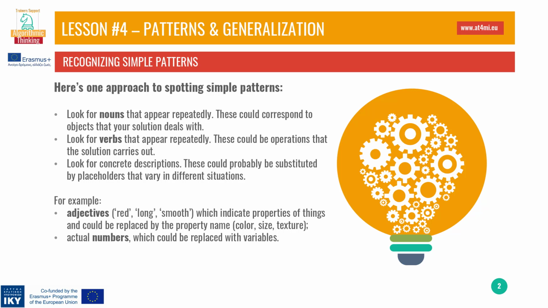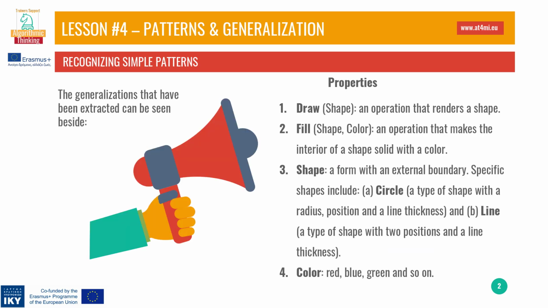The word filled, being derived from a verb, actually suggests another operation which we could formalize: filling a shape with a color. Such an operation would then have two parameters. All the numbers match up with object properties. In other words, these properties, position, radius, thickness, have values that can vary. The generalizations that have been extracted can be seen below.